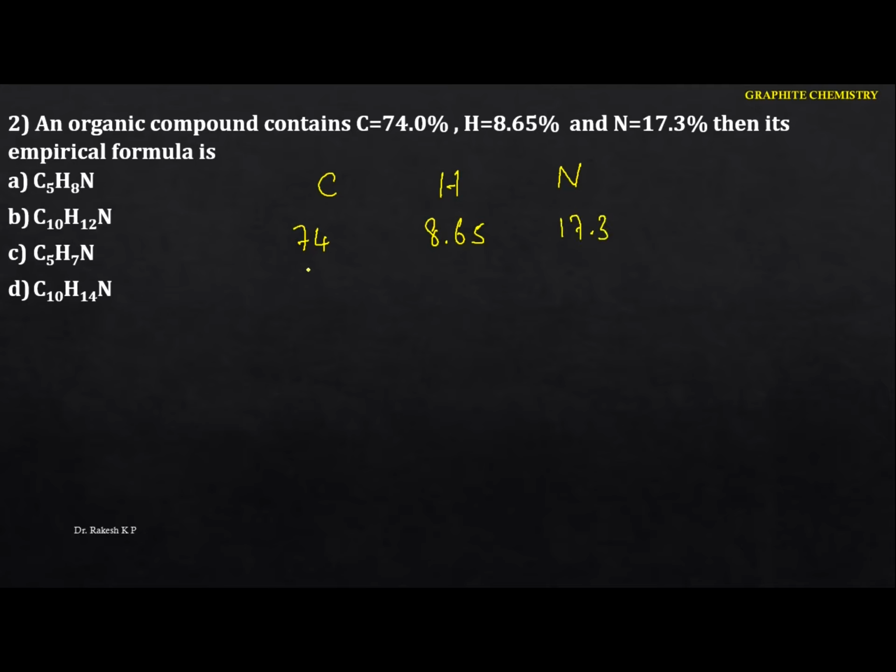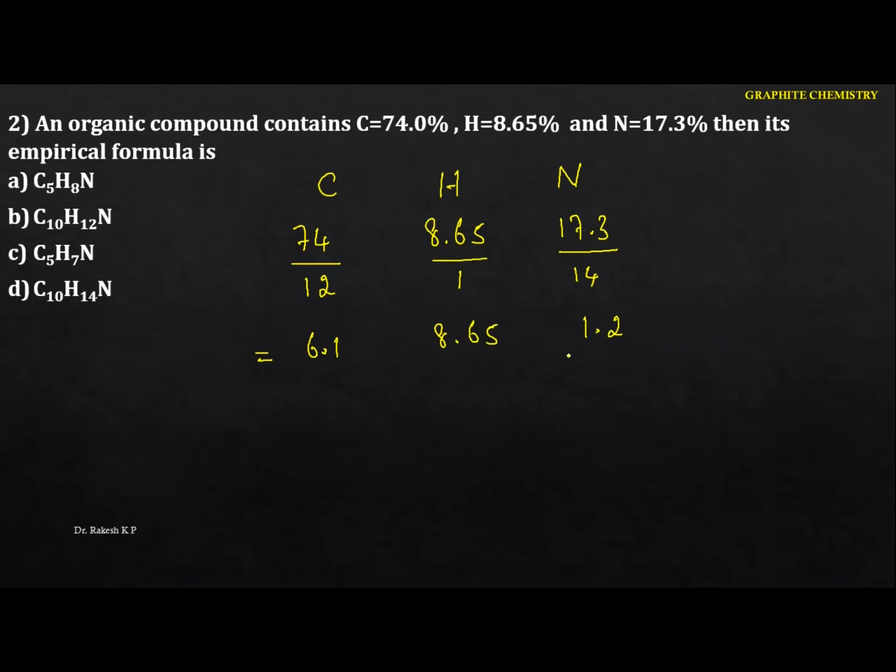According to the rules, you have to divide the percentage of each element by its atomic mass, that is 12 for carbon, 1 for hydrogen, and 14 for nitrogen. If you do the calculations here, we are going to get 6.1 for carbon, 8.65 for hydrogen, and 1.2 for nitrogen.